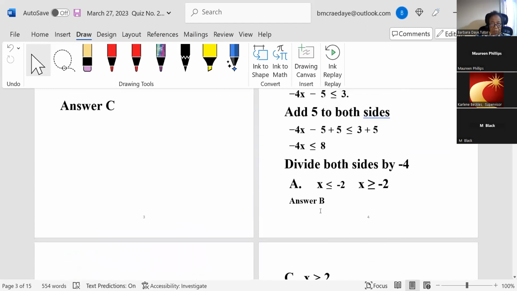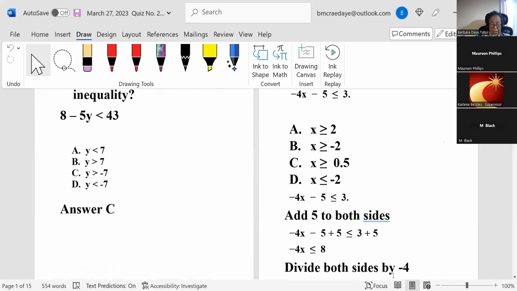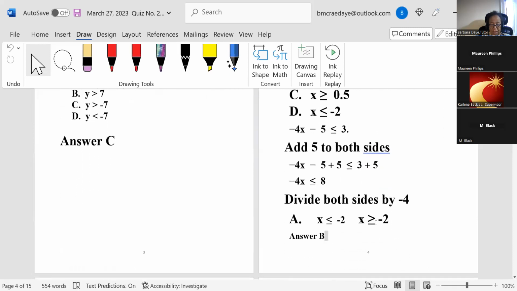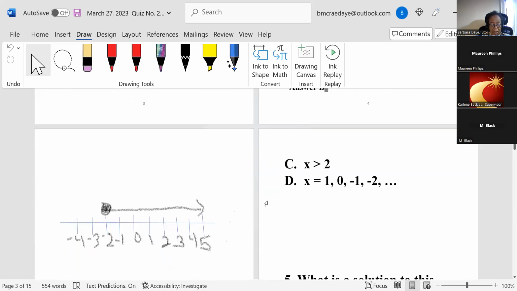Oh, well, we didn't finish it. It says graph the inequality. Now, the inequality says what? X greater than or equal to -2. That means we have a shaded circle, right? And greater is going from left to right. That's all you had to do for this one. Shade your circle over the -2. It includes the -2 and anything greater than or equal. And everything at the right of the -2 is greater than.